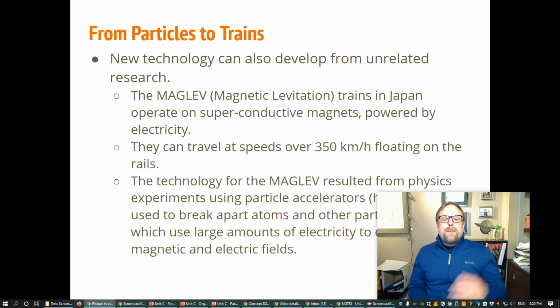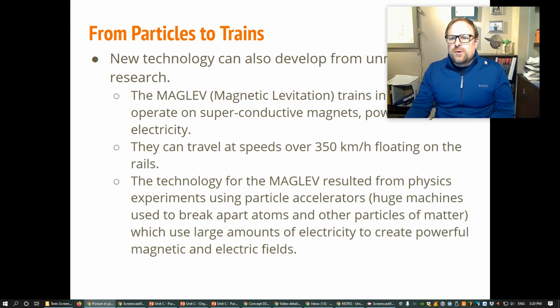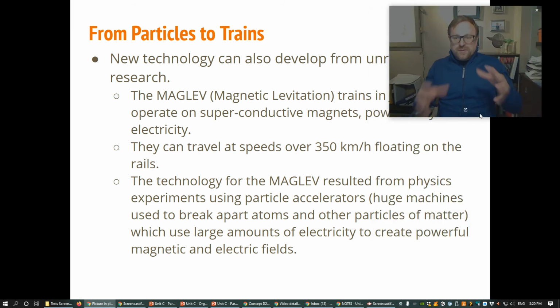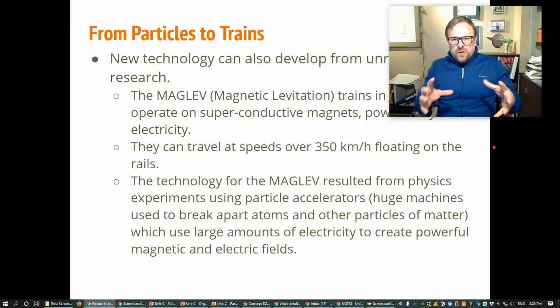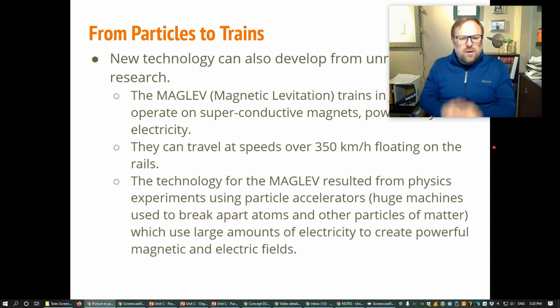For example, maglev, which is magnetic levitation trains in Japan, operate on superconductive magnets powered by electricity. They can travel at speeds over 350 kilometers an hour, basically floating on the rails. They don't actually touch the rails, they're floating on it through magnetic repulsion and all of this stuff.